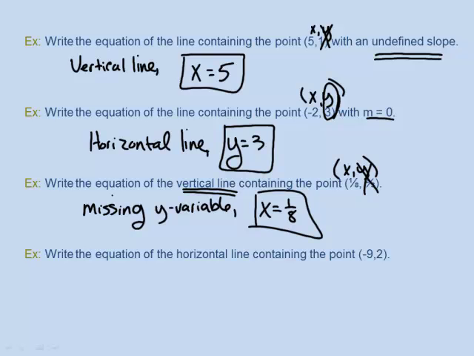And finally, write the equation of the horizontal line. Horizontal line means you are missing an x variable. Therefore, your equation is going to be y equals something. To figure out what y is equal to, look at your ordered pair. x is not important. y is equal to 2.